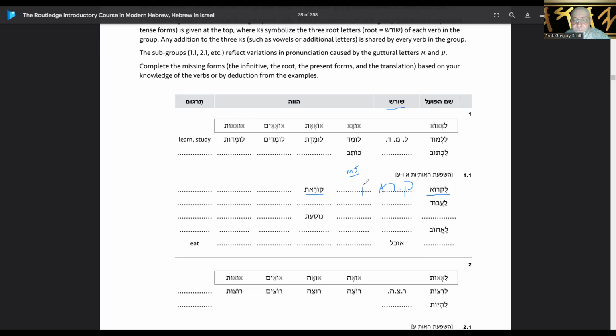So what we would do is put kof, holem, resh, aleph. And the tool I'm using is the Panaim program. Probably can't see it very well through the camera, but that gives you all the present tense. Because remember, this has to do with present tense, and so that's what we're looking for. So it's kore. So this would be like ani kore, I am reading.